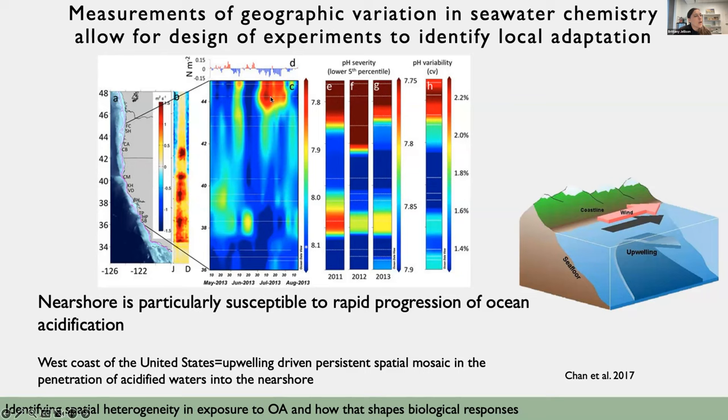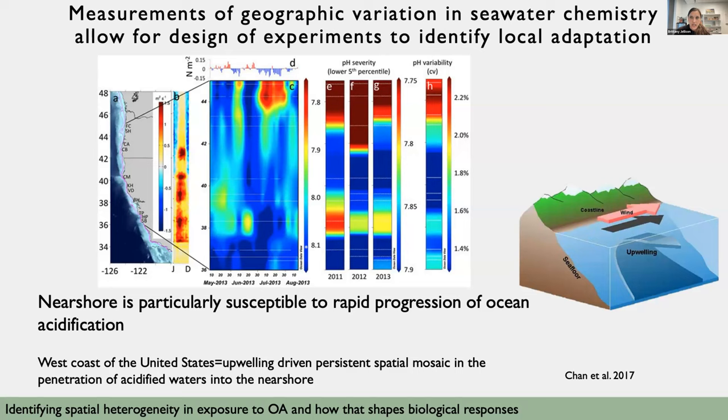One major takeaway from that monitoring was identifying hotspots of exposure that are driven by coastal upwelling, where this cold, nutrient-rich, but also acidified water gets upwelled onto the coast and can expose the animals that live there to more extreme acidification events. And this is persistent across the years that this was measured. So one thing is that we can identify where these animals are getting exposed to that persistent acidification, but it can also help us in the design of experiments that are thinking about local adaptation.